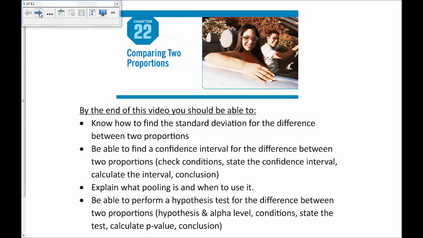And finally, you should be able to perform a hypothesis test for the difference between two proportions. And a hypothesis test has 5 steps. You first state your hypothesis and alpha level. You check your conditions. You state what test you're going to do. You calculate the p-value, and then you give a conclusion in context.